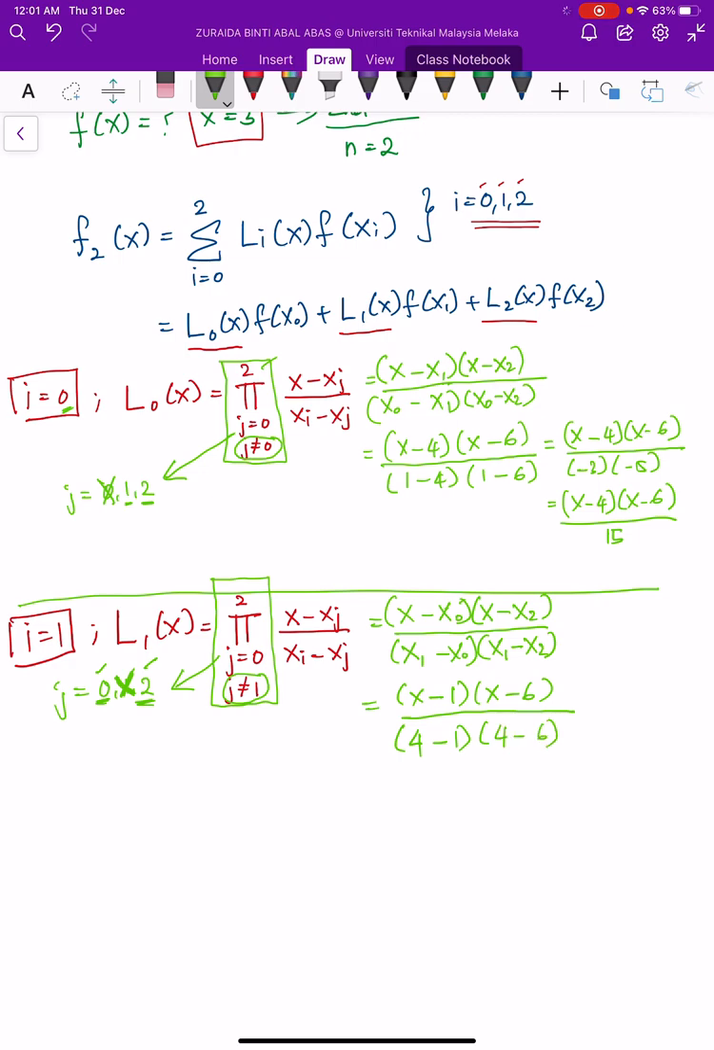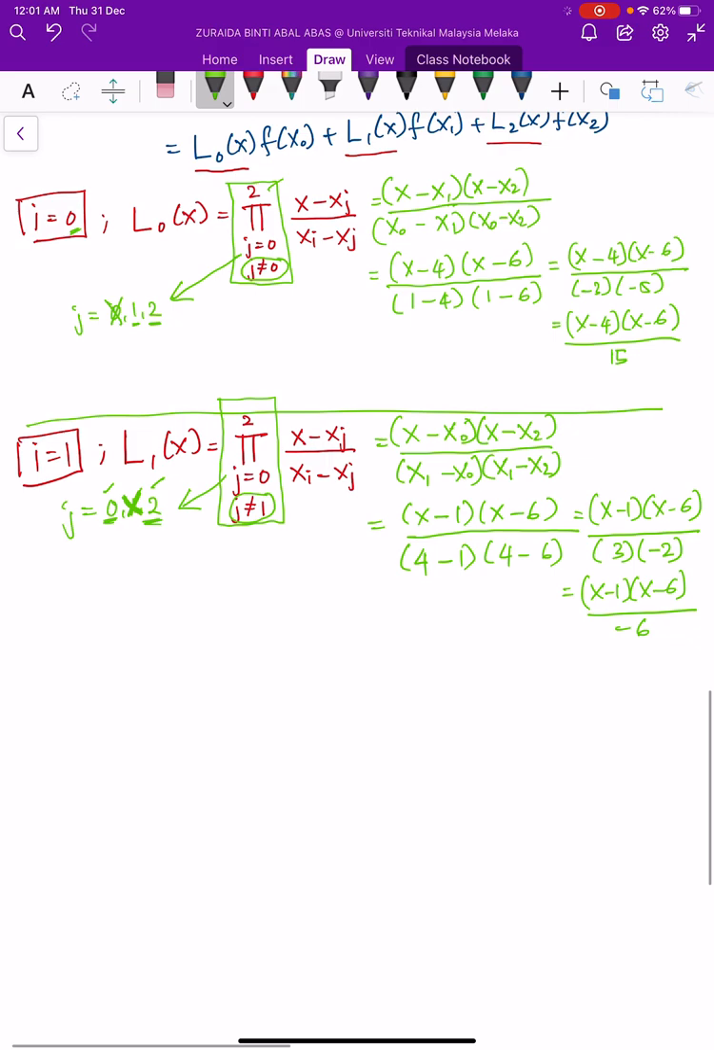So this will give us x minus 1, x minus 6, divided by 3 multiplied by minus 2. So that will give us x minus 1, x minus 6, and minus 6 here. So this is L1. So we need to do this again, a similar approach for i equal to 2.